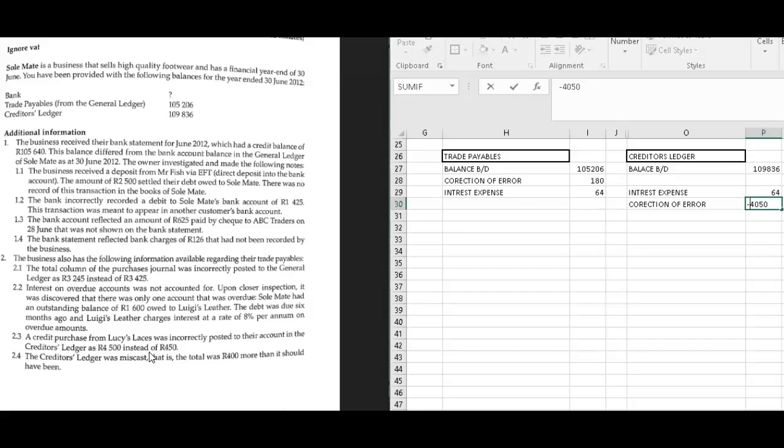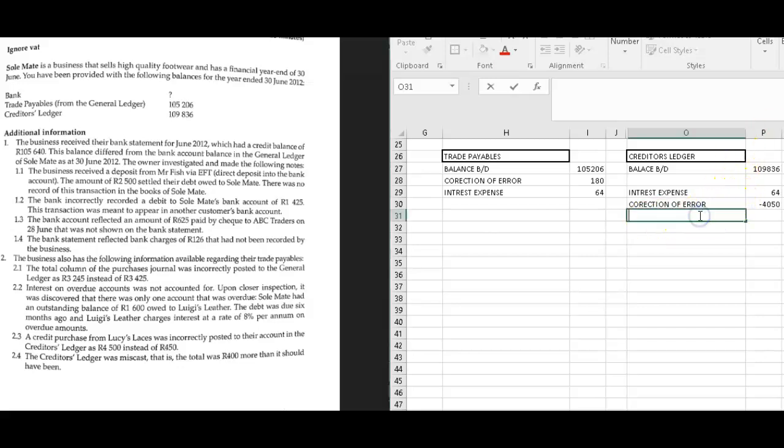The last one, the creditors ledger was miscast. So straight away we're only dealing with the creditors ledger. The total was 400 more than what it should be. So it's 400 more than what it should be. We need to get it down by 400. You know what I mean? So you have to minus 400 in the creditors ledger, because it's 400 more. But that's wrong. So to take out that 400 more, you minus the 400. Okay. So what happened over here? Okay, something is a little bit wrong with this computer. So again, here you can put correction of error, and you work out the amount will be minus 400.